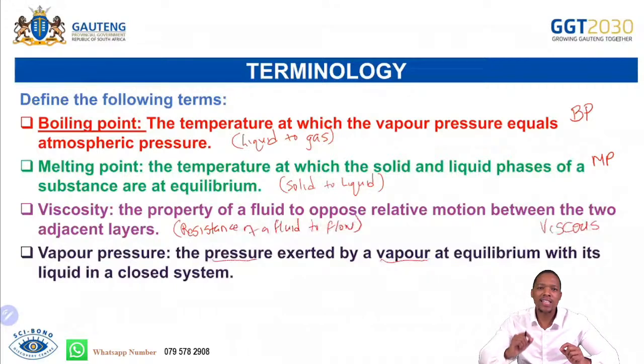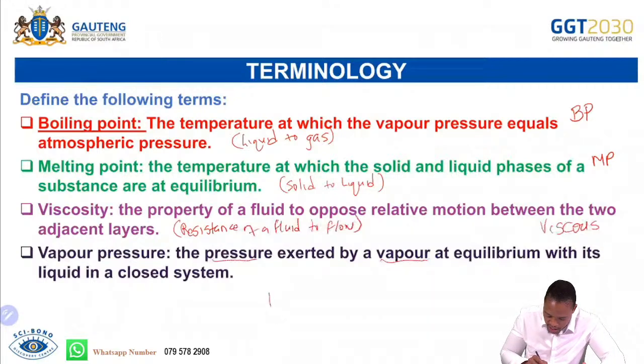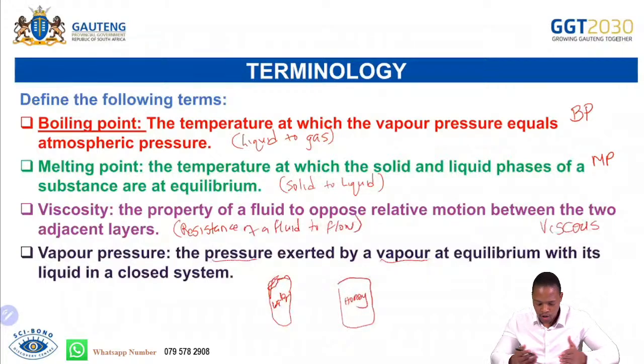For things that take time to boil, things that will take time to turn into gas, they are not going to have high vapor pressure because they don't have a lot of vapor in them. Let's say you have water here, in a closed system. And then we have honey here. Which one is going to have a higher vapor pressure?